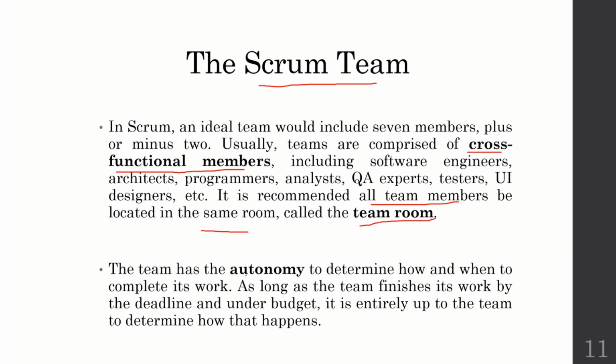And the team has the autonomy to determine how and when to complete its work. That is basically this team is fully independent in their decisions. And as long as the team finishes its work by the deadline and under the budget, it is entirely up to the team to determine how that happens. The ultimate constraints are the deadline and the budget, and the rest is all defined by the team members themselves.